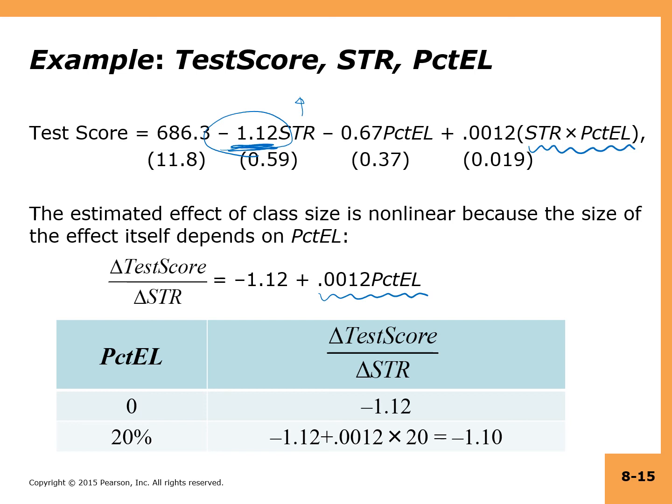You can see that with the numerical example. When the percentage of English learners is equal to 0, then increasing the student-teacher ratio by 1 would decrease the test score by 1.12. But when the percentage of English learners in the district is at 20%, your test score decreases by a smaller amount. So including this interaction term allows you to have differing effects of student-to-teacher ratio on test score depending on the percentage of English learners in the district.